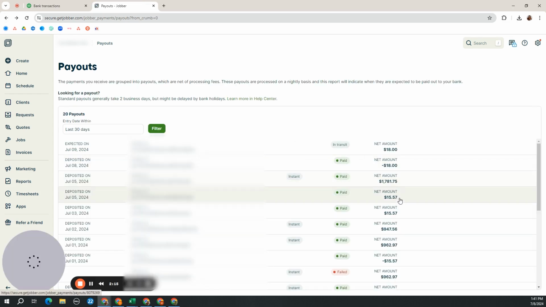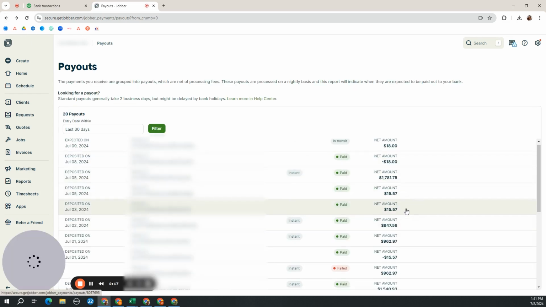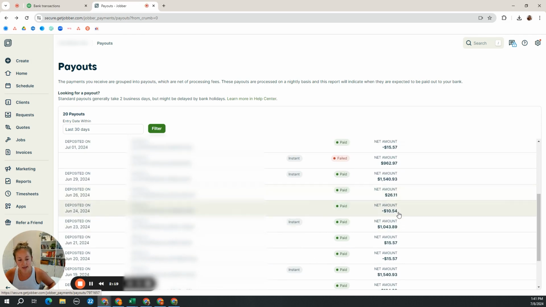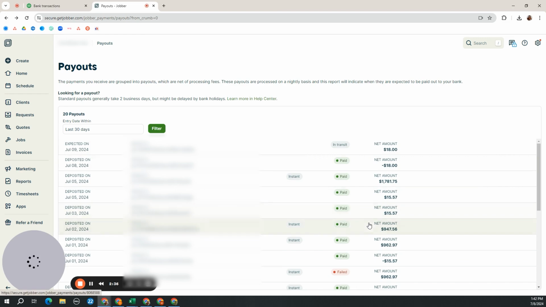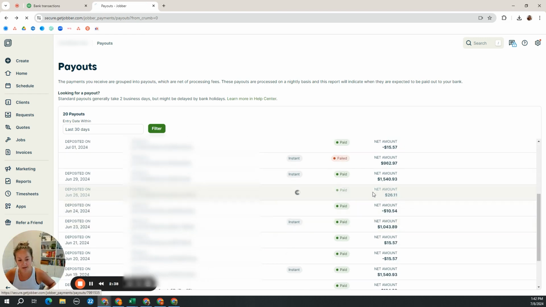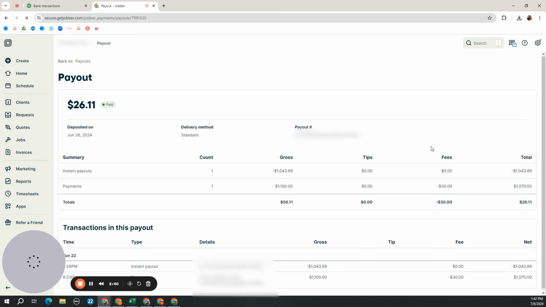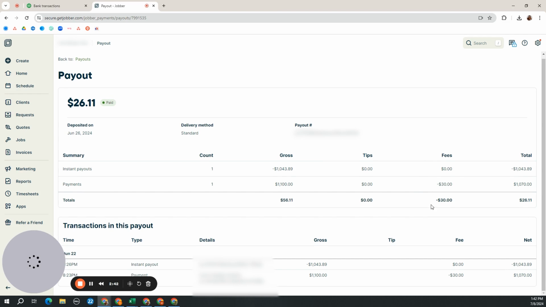There are two other line items that we are going to see as helpful though. Just like I mentioned, we have an expense of $10.54. So Jobber withdrew $10.54, and I can see that this was all a fee. This is an instant payout fee for $10.54. And if I look at that third line item we are going to cover, it is a deposit of $26.11. Now, when I open this up, this gives me a lot more information.